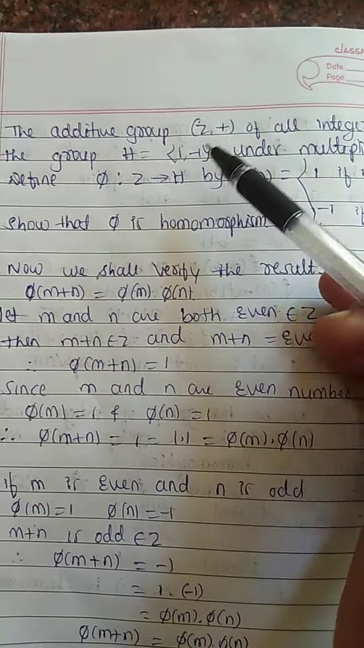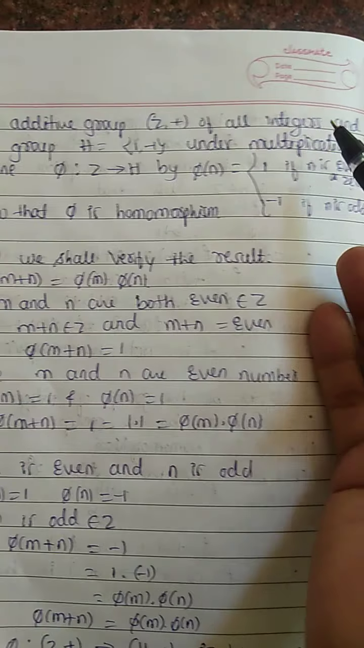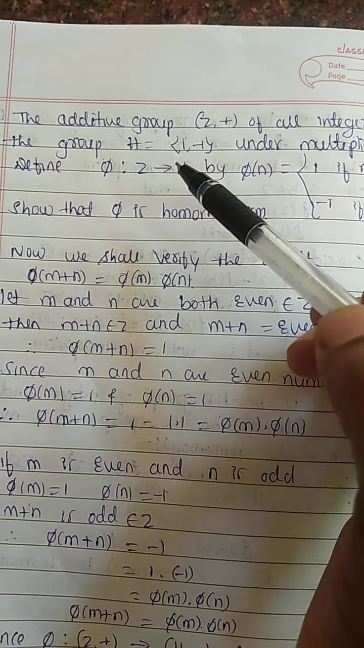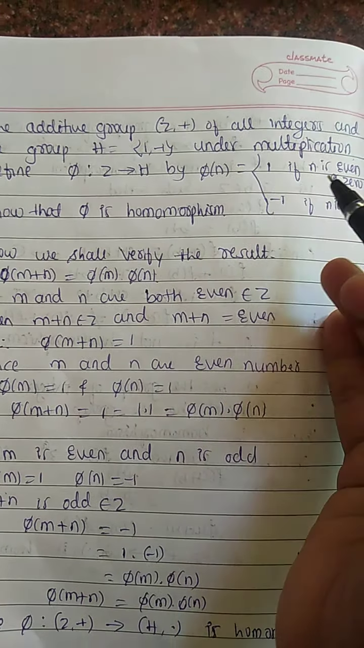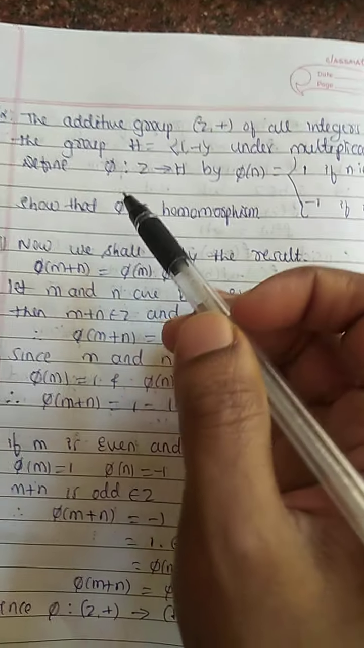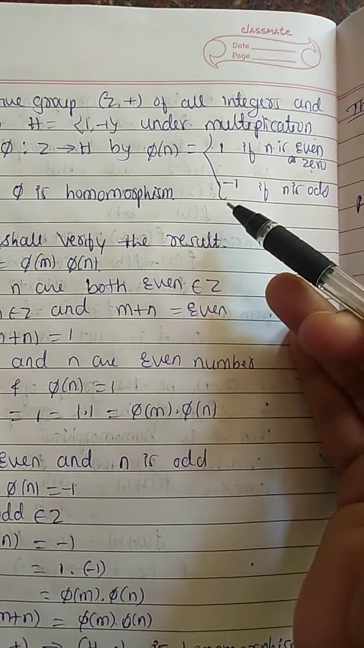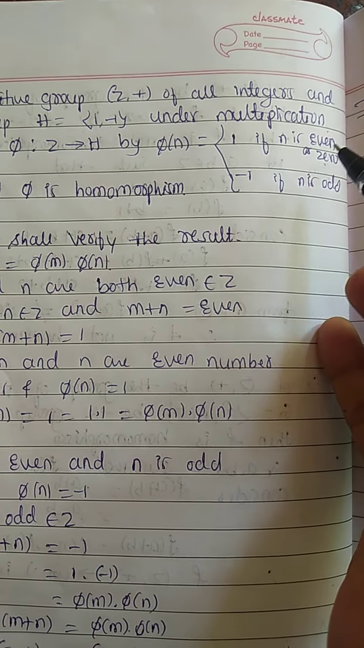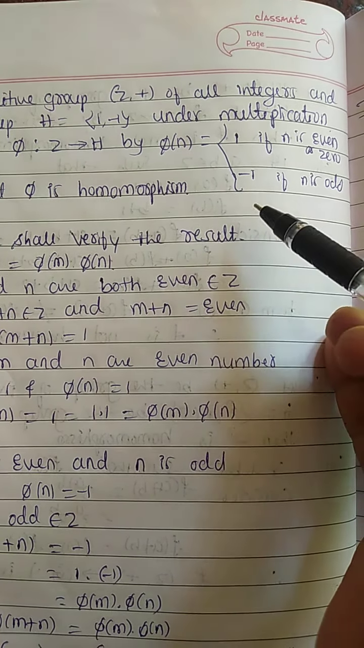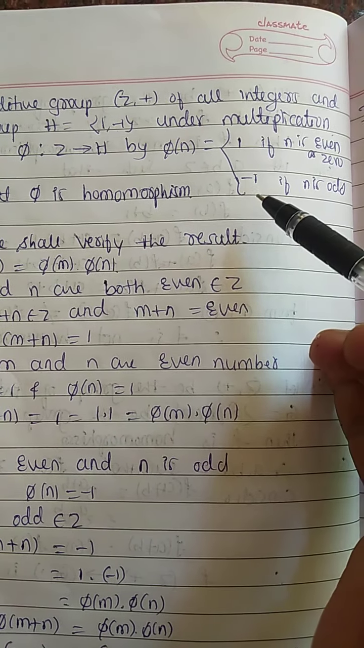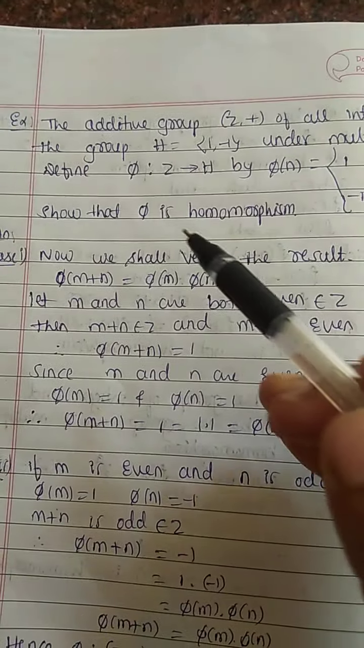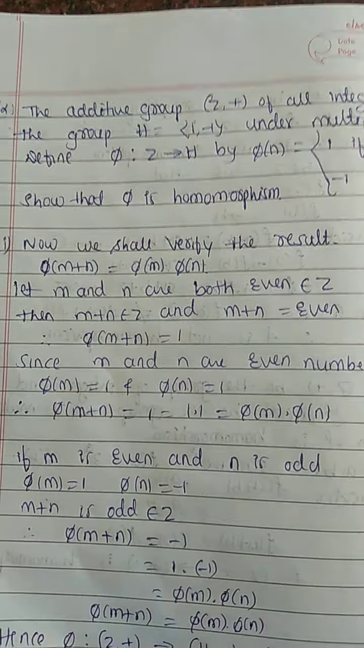Next, the additive group (Z, plus) of all integers and the group H equals the set {1, -1} under multiplication. Define phi from Z to H by phi(n) = 1 if n is an even number or 0, and phi(n) = -1 if n is odd. Show that phi is a homomorphism.